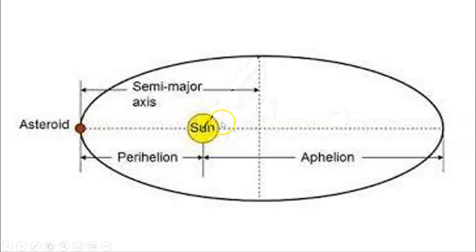So if we look at an asteroid where the sun is really far off of that center, we have two different names for the distances, because it has a short distance to the sun and a long distance to the sun on that semi-major axis. The shorter distance we call perihelion. The longer distance we call aphelion. So they're just special names for the distances to the actual thing you're orbiting.